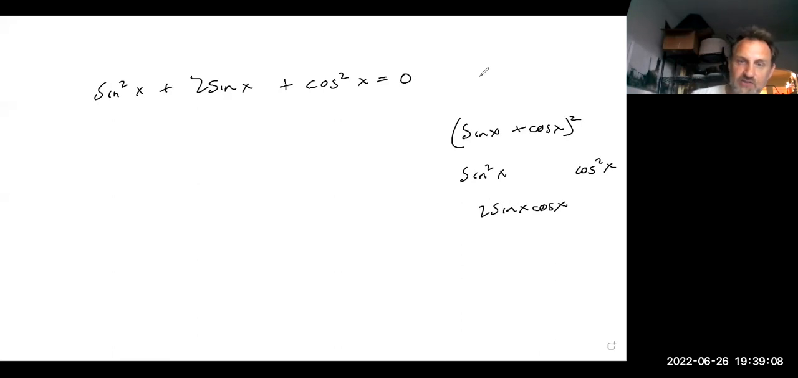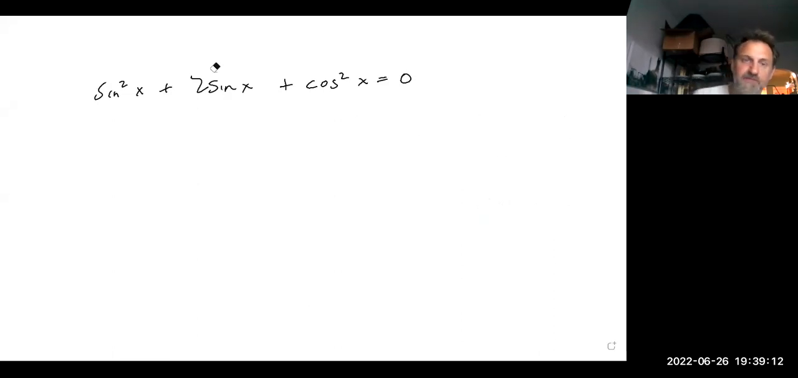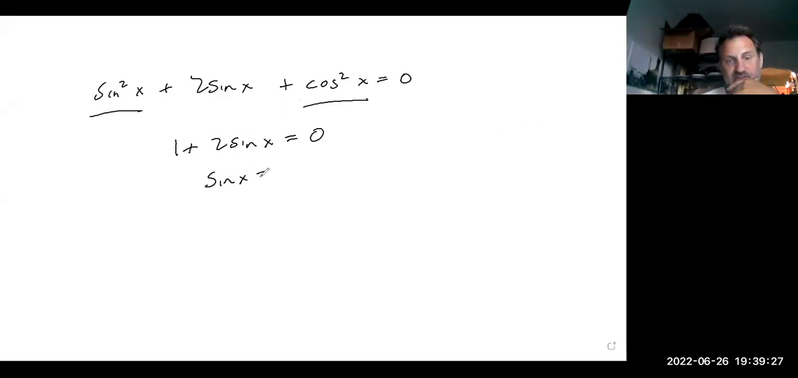But identities should be kind of jumping out at you, and it really depends on how familiar you are with that and the practice that you get. But here, I've got sine squared x plus cosine squared x. Well, the good news is that's 1. So this simplifies this problem quite a bit so that it's just sine x equals negative 1/2. And then I can go from there and solve, infinite solutions or whatever.